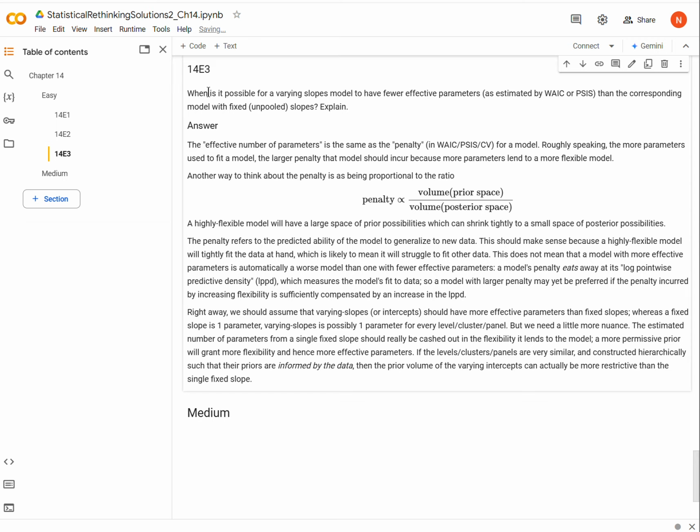Okay, so let me read that one more time. When is it possible for varying slopes to have fewer effective parameters than the corresponding model with fixed slopes? Explain.